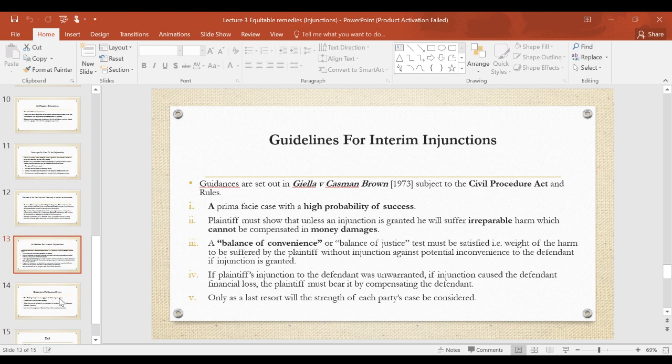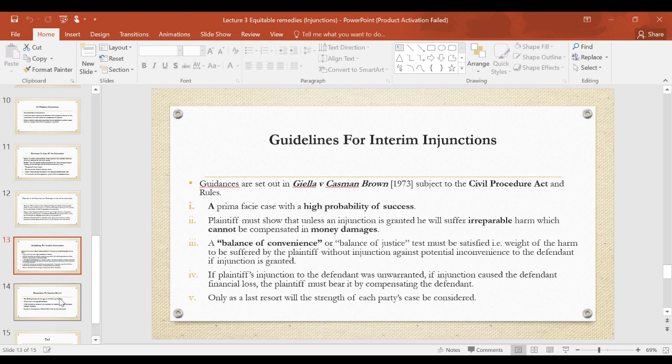So the plaintiff has that obligation to demonstrate to court that without this relief, their right will be irreparably harmed, and the monetary compensation is not sufficient to cure the injuries occasioned by the defendant.